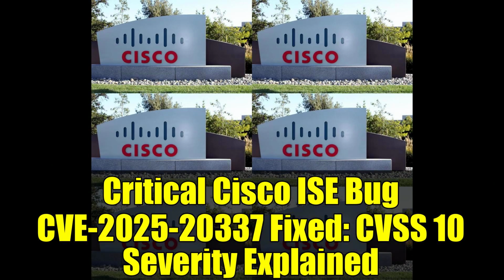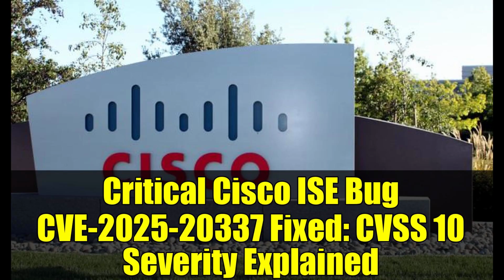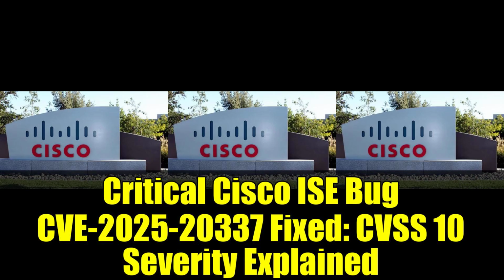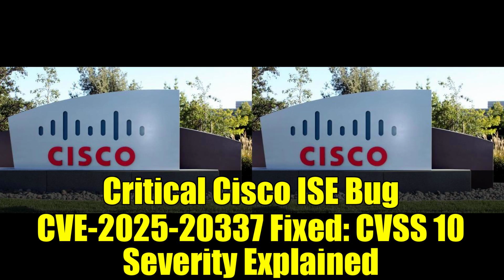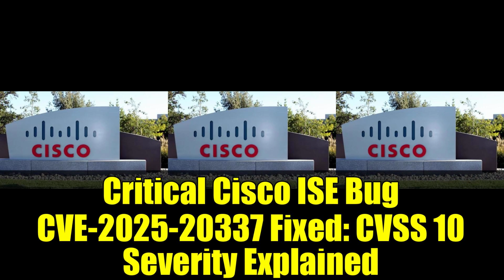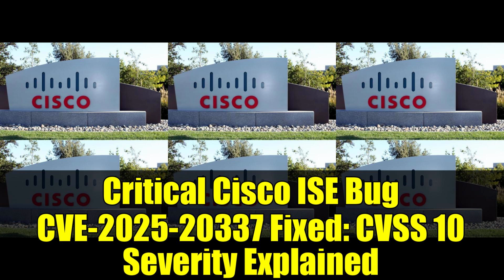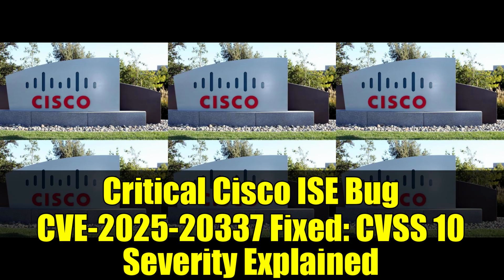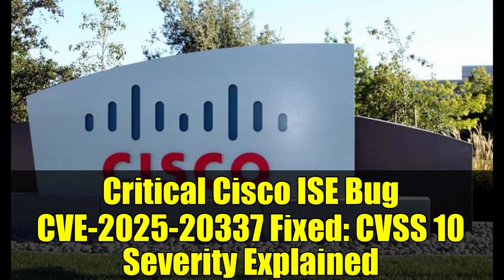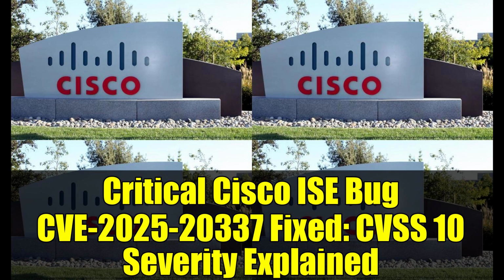Cisco has urgently addressed CVE-2025-20337 within its Identity Services Engine, ISE, and ISE Passive Identity Connector, ISE-PIC. This critical flaw allows remote attackers to execute any commands they want on affected systems with maximum root privileges, essentially giving them complete control over the compromised device. The vulnerability stems from inadequate input validation in specific API requests. Attackers could exploit it simply by sending a maliciously crafted API call to vulnerable systems.